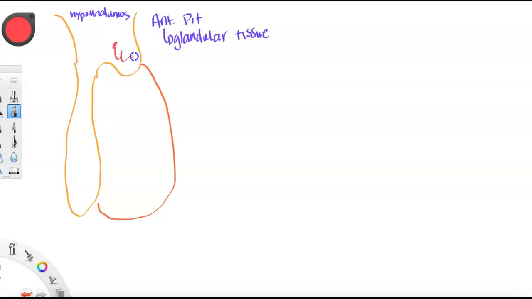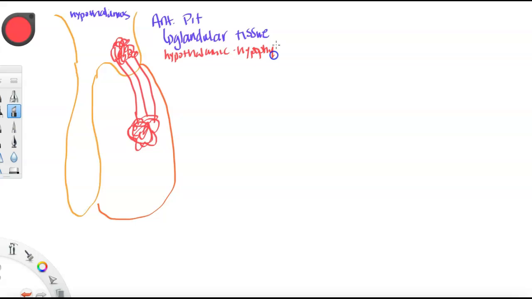So we've got one capillary bed that's up here in the hypothalamus, and then a capillary bed that's here in the anterior pituitary, and they are connected like so. So this is a portal system. Again, a portal system is two capillary beds that are connected, and this is the hypothalamic hypophyseal portal system.